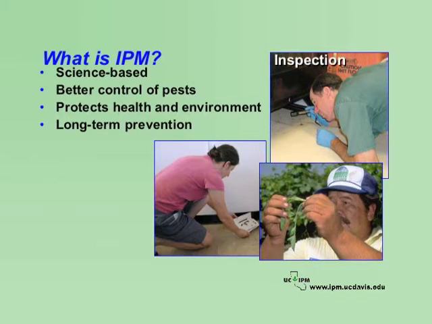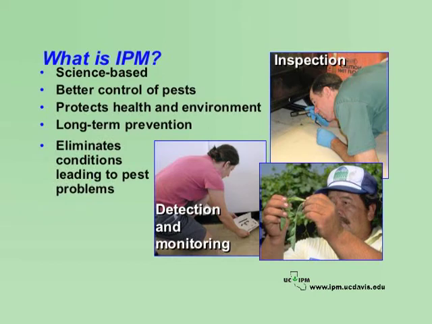A big part of any IPM program is inspection, detection, and monitoring. Staff doing IPM need to regularly inspect the school environment for conditions that may lead to pest problems, then eliminate these conditions. Staff must also put out traps regularly and carry out other procedures to monitor and detect pest presence.